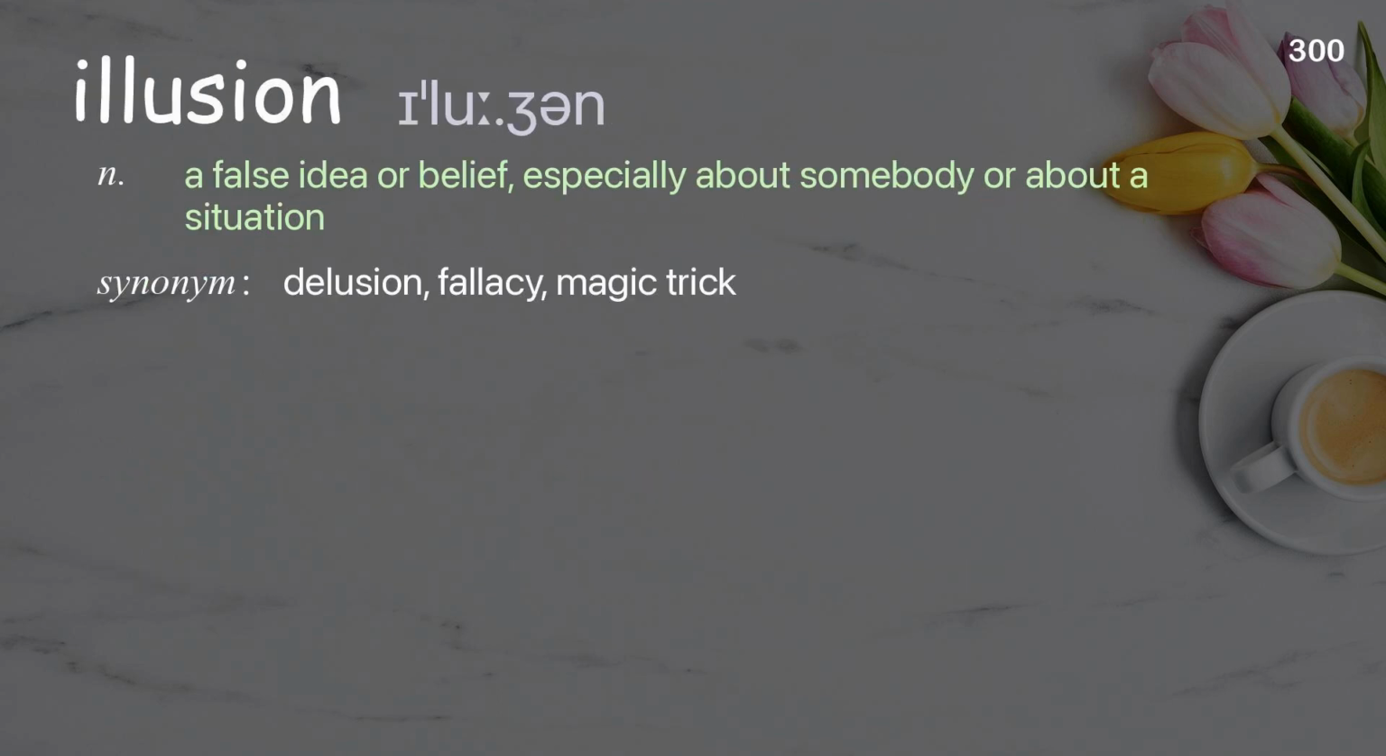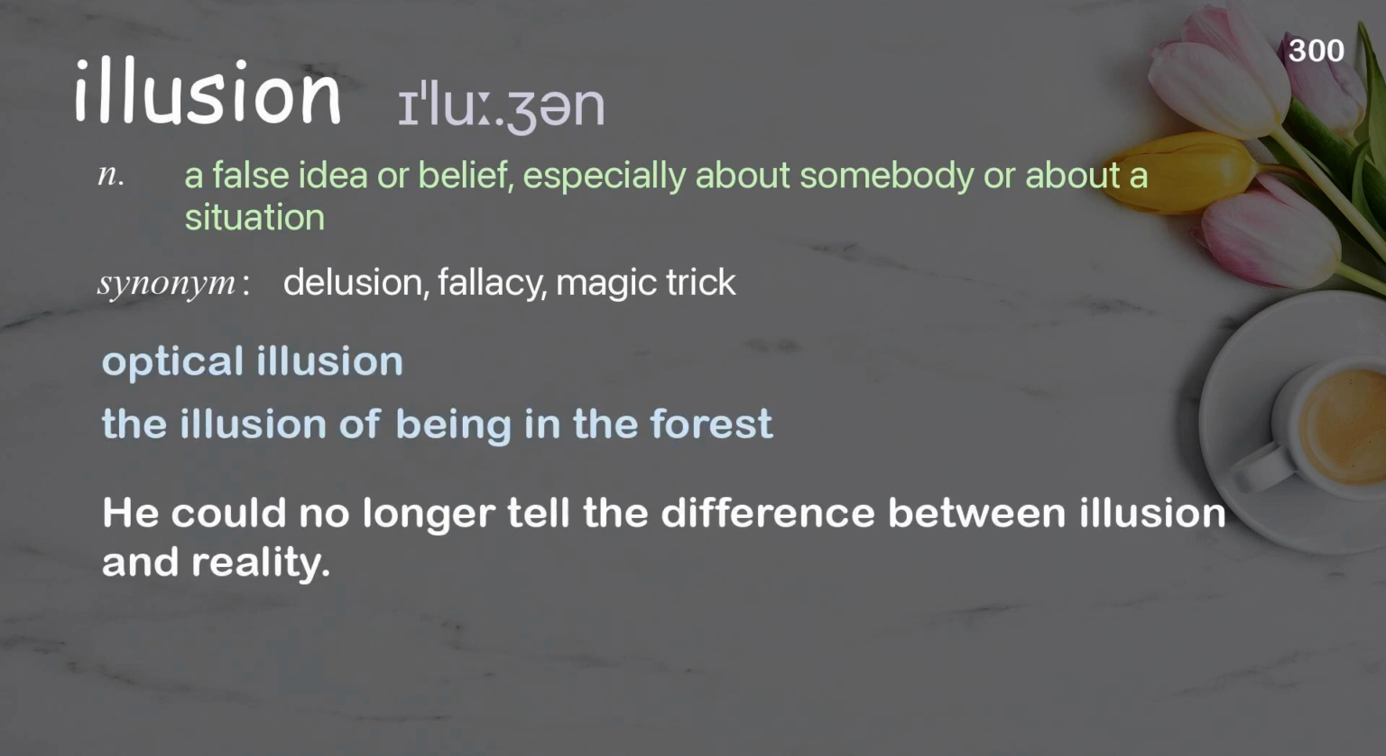Illusion. A false idea or belief, especially about somebody or about a situation. Examples: optical illusion, illusion of being in forest. He could no longer tell the difference between illusion and reality.